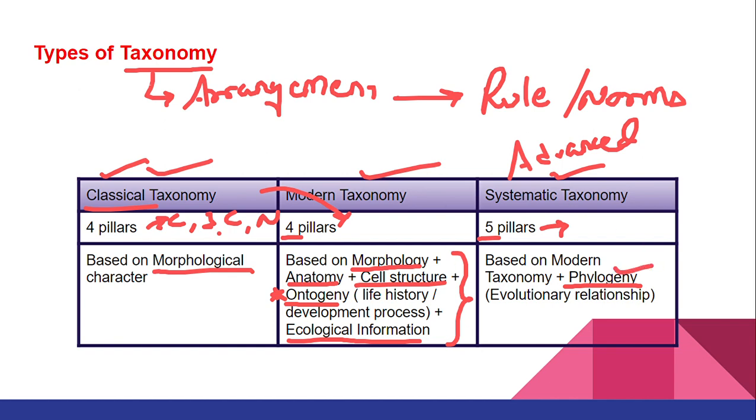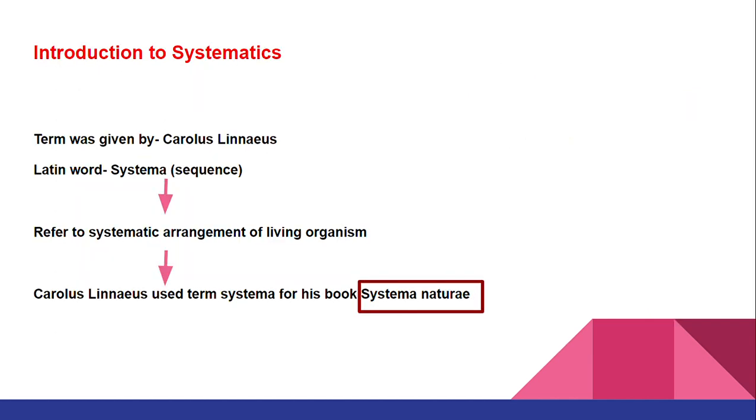What is phylogeny? We studied it in the previous class. Correct, that is the evolutionary relationship among organisms, right? So it basically tells us about our ancestors. This gives more accurate information for the classification or arrangement of living organisms. So which one is the best out of classical, modern and systematic? Correct, it is systematic taxonomy.